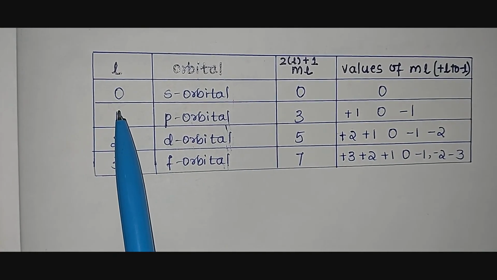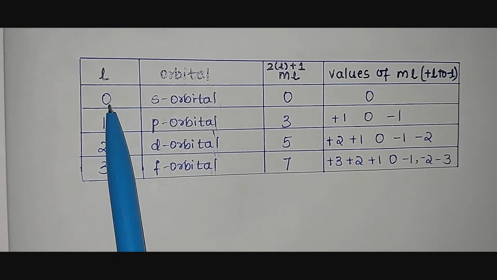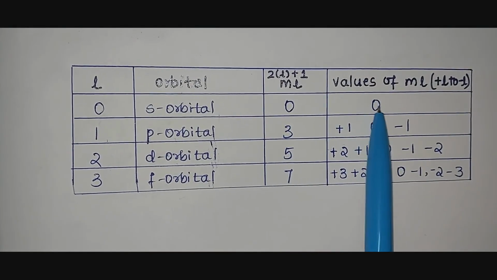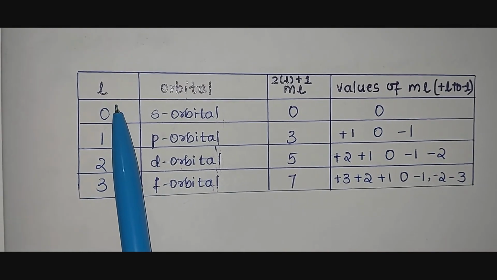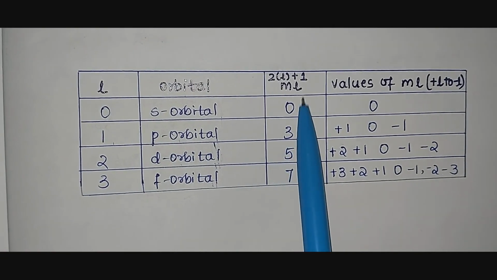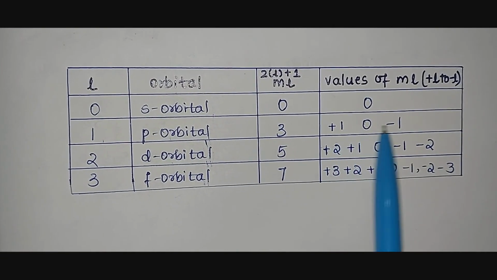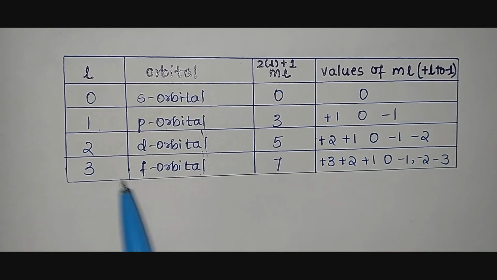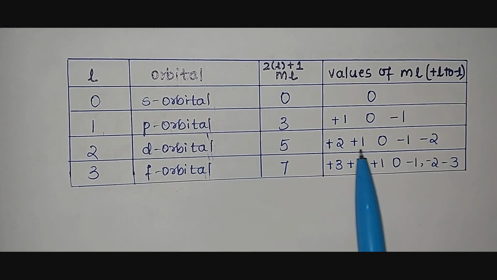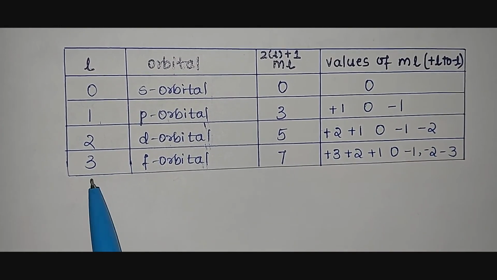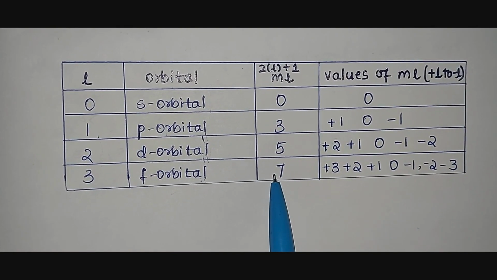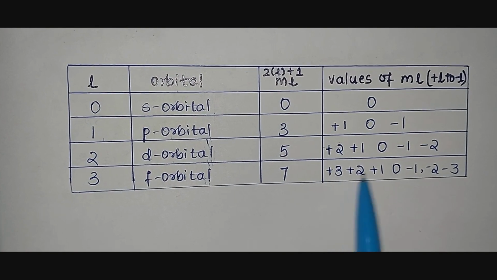So, with this table, you can easily recall it. If the value of l is equal to 0, it is s orbital. Possible ml value is 0. If l is equal to 1, it is p orbital. There are 3 values possible for ml and those are plus 1, 0, minus 1. That is in between plus l to minus l. If it is 2, it is d orbital. There are 5 possible values for ml, that is plus 2 to minus 2. And if it is 3, it is f orbital and there are 7 values possible for ml and they are in between plus 3 to minus 3.